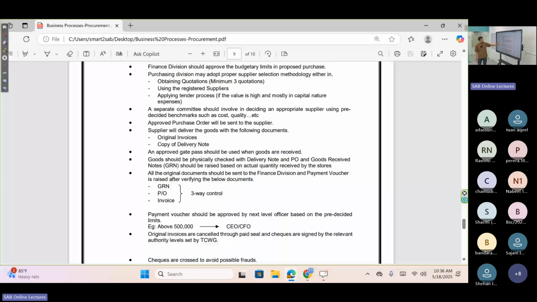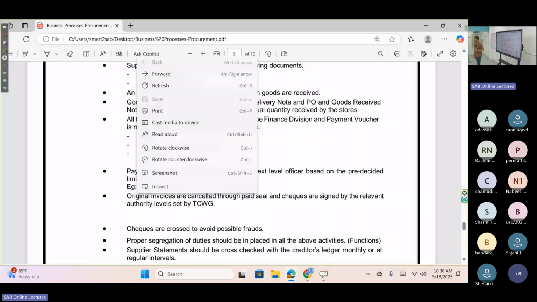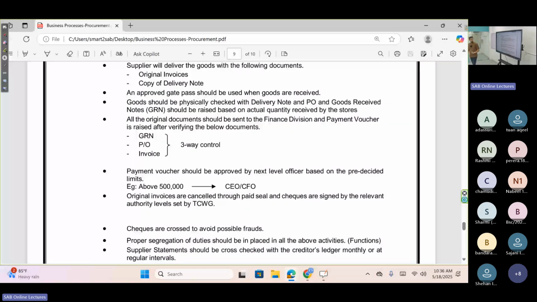This is the important one. This is the most important one from the organization's and company's point of view. Payment voucher should be approved by the next level officer based on the pre-decided limits. Then, practical situation: normally organizations need payment, so what are the frauds involved?